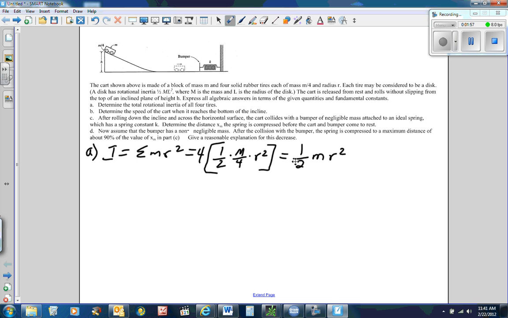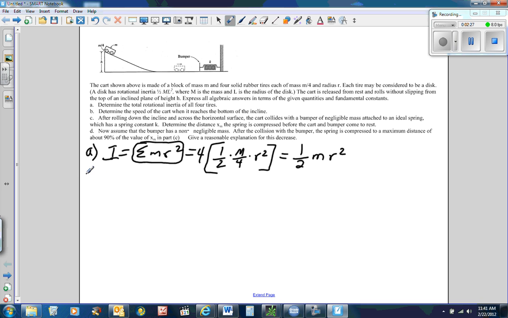All right, so that's pretty simple, as long as you remember to use 1/2 ml squared for each tire. So each tire is 1/2 M/4 R squared, and then times 4. So really, we didn't have to have this, except for the fact that there's 4 of them. We would add them together, which is the same as multiplied by 4. So that's how you find the rotational inertia.